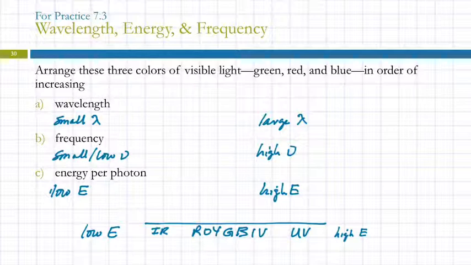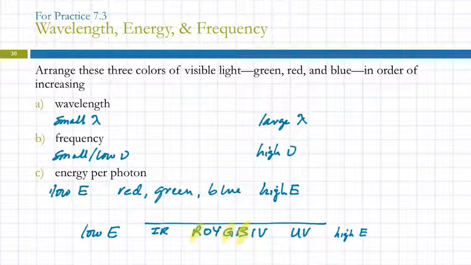So I don't have to answer this question A, B, C. I can answer C first. If I want low energy to high energy, and the colors I'm looking at here are red, green, and blue, which of those three has the lowest energy? Red. Right? So it's red, and then green, and then the blue. Red is lower in energy, blue is higher in energy. I put them in order of increasing energy.